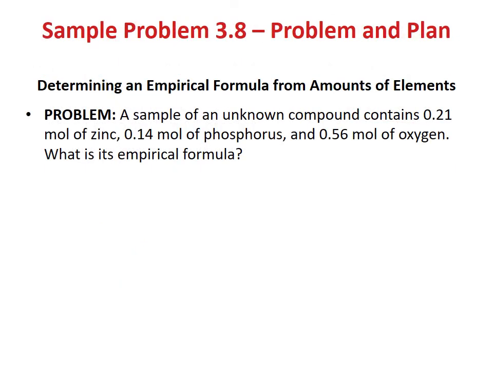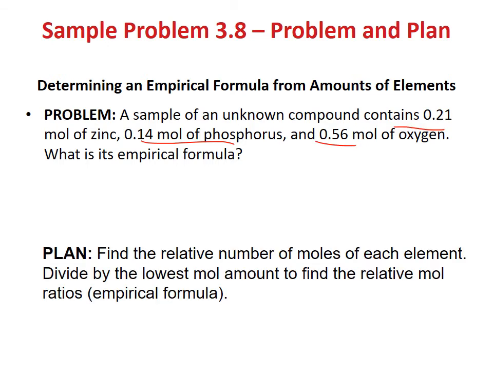Sample problem 3.8. A sample of unknown compound contains 0.21 mole of zinc, 0.14 mole of phosphorus, 0.56 moles of oxygen. What is the empirical formula? So we have moles of each element. We need to find the relative number of moles of each element. We divide by the lowest mole amount to give the relative mole ratio, which is the empirical formula.